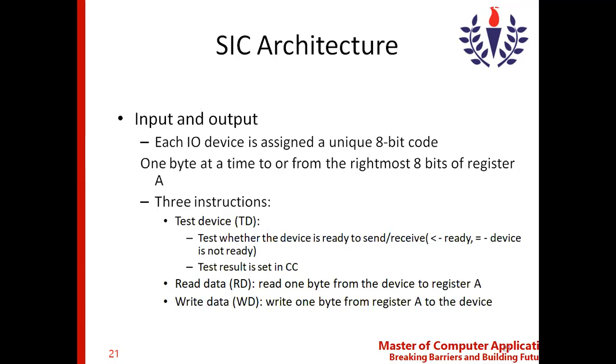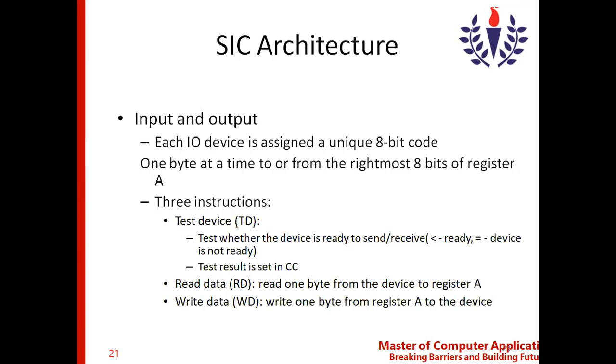In order to make input or output operations, we need to use some instructions, which are TD, RD and WD. TD is nothing but test device. In order to test the device, we use the instruction called TD. Why do we need to test the devices? If you want to make either an input or output operation, first of all, we need to check whether the device is ready or not, either an input device or output device. To check that the device is ready to send or receive, we use TD, that is test device.